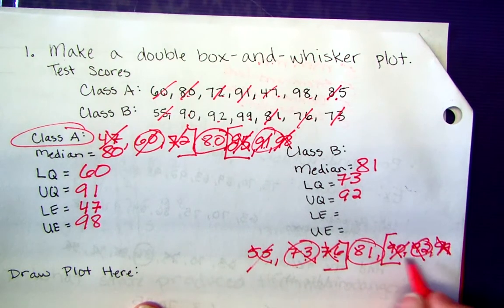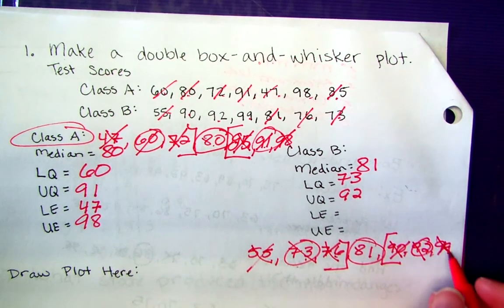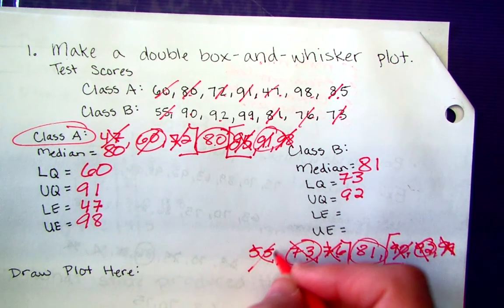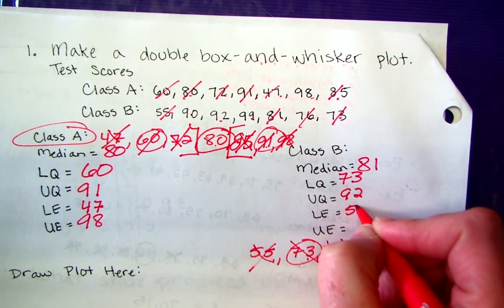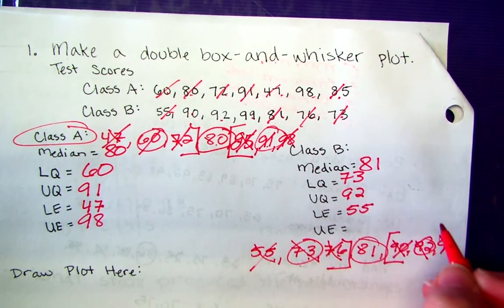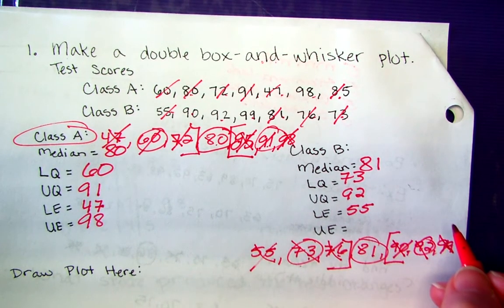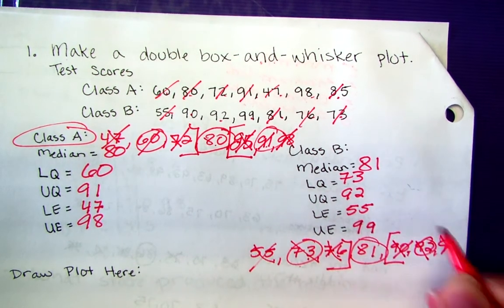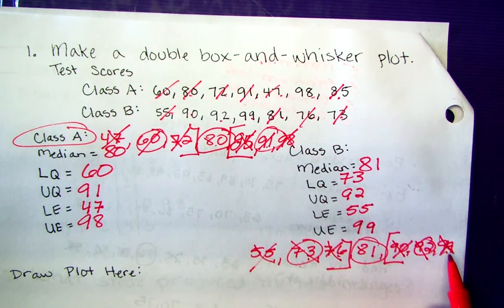That's the middle of my upper half. And then my lower extreme is going to be 55. And then my upper extreme is going to be 98. Or sorry, 99. That was the highest number that I had in that.